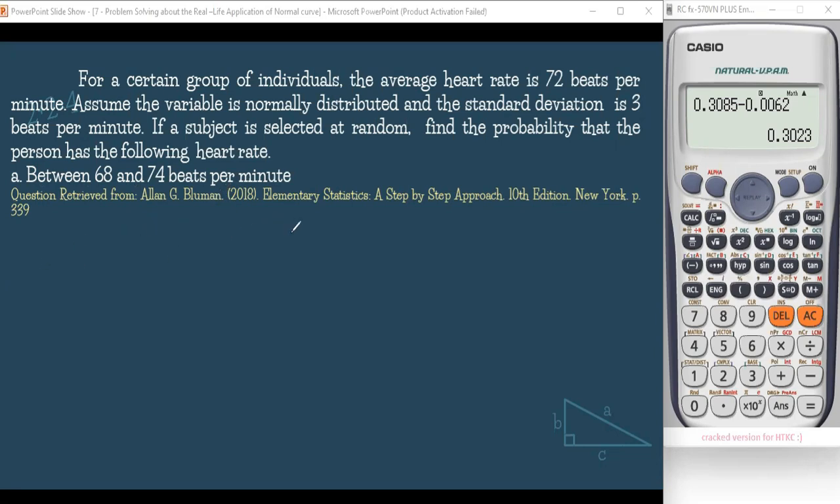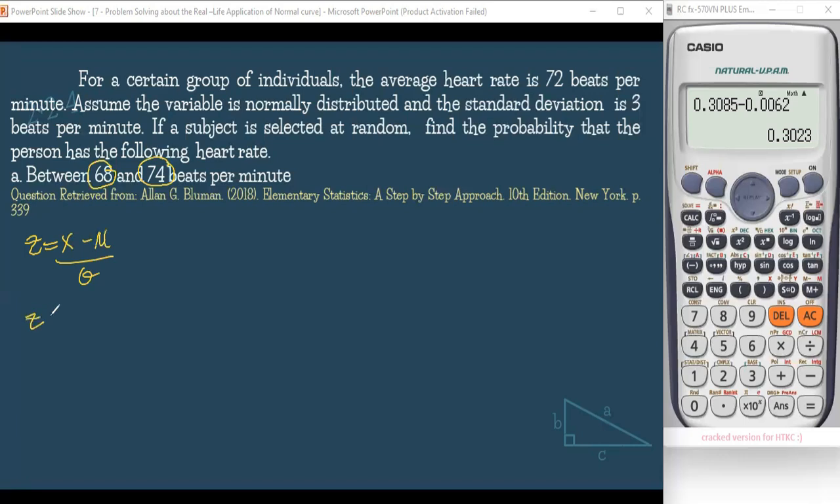So this is extracted from the book of Alan G. Bluman, Elementary Statistics, a step-by-step approach, 10th edition, New York, 339. So we have z is equal to x minus the mean all over the population standard deviation. So our goal is to find the z value of 68 and the z value of 74, since what is in our table are all standard normal z-scores. So this is just on the normal curve, and in order for us to get the probability, it needs to be standardized. So we use this formula for standardization.